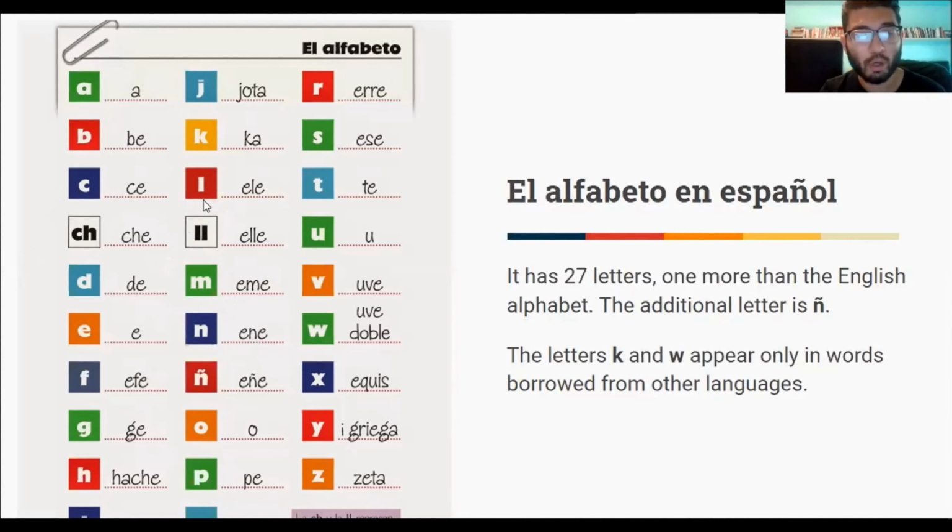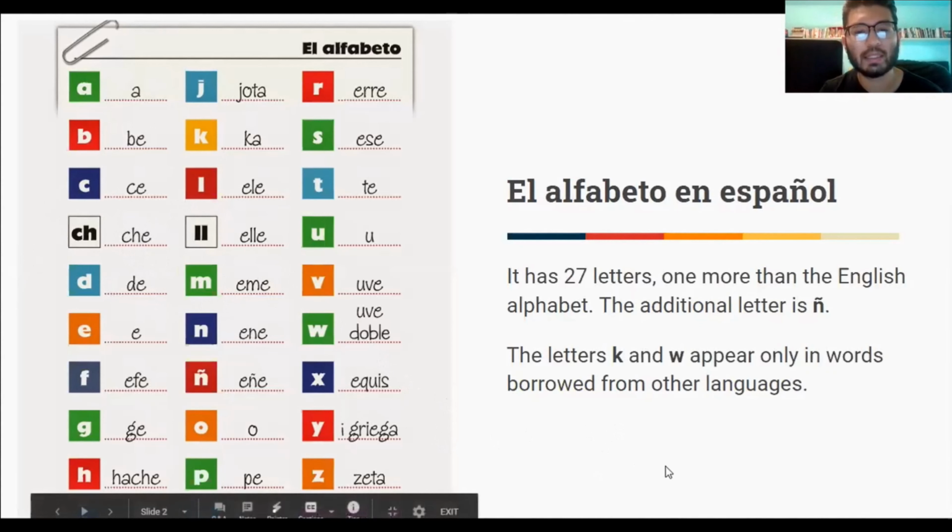Another thing to point out is that the letters K and W appear only in words borrowed from other languages. In the lesson, we will see that there are certain letters that are not very common in Spanish, and K and W are two very good examples for that. Bien.